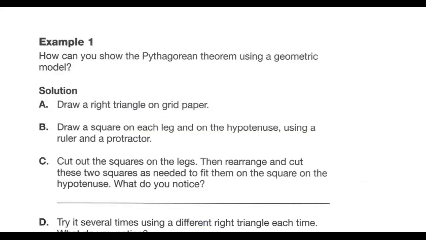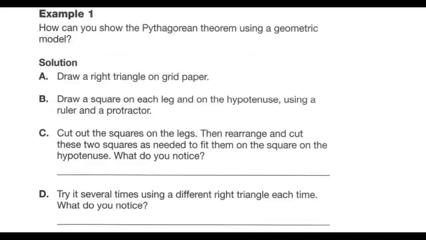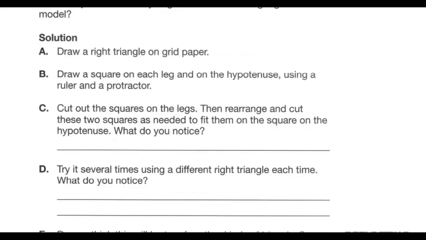So example 1, how can you show the Pythagorean theorem using a geometric model? It says, draw a right triangle on grid paper, draw a square on each leg and on the hypotenuse using a ruler and protractor. Cut out the squares on the legs, then rearrange and cut those two squares as needed to fit them on the square of the hypotenuse. What do you notice? Well, try it several times using different right triangles.